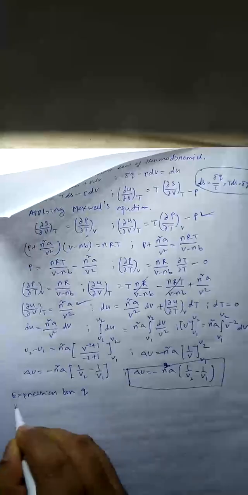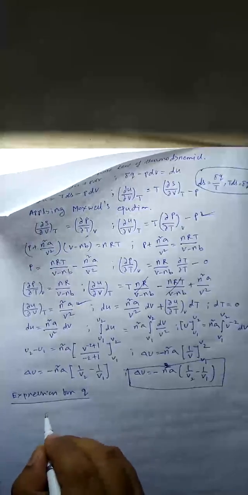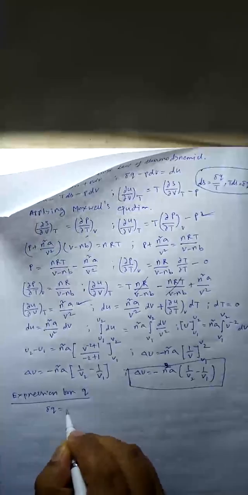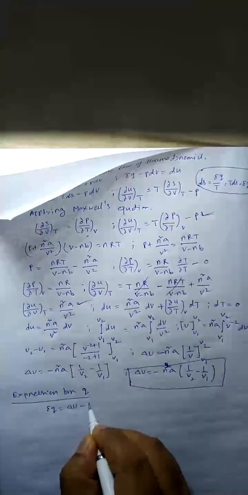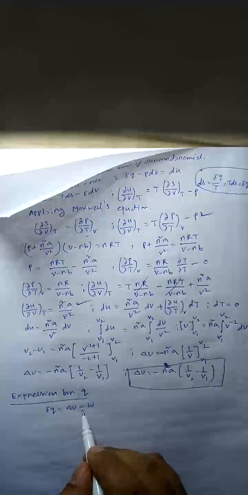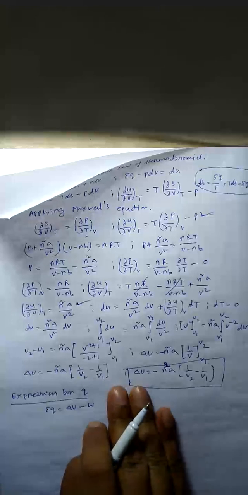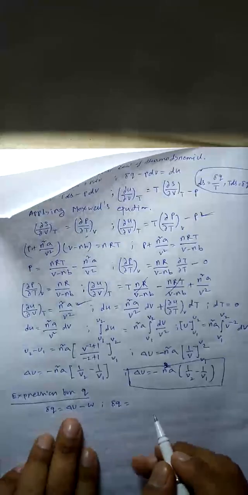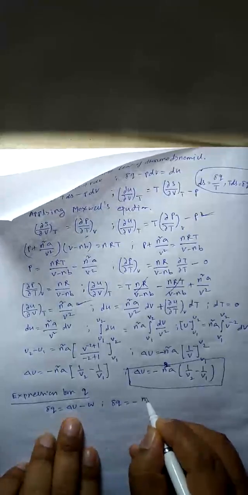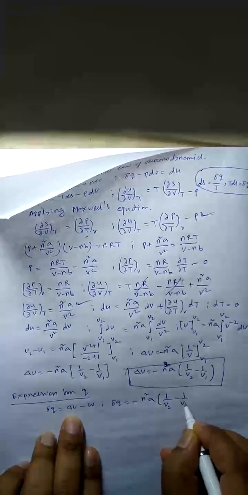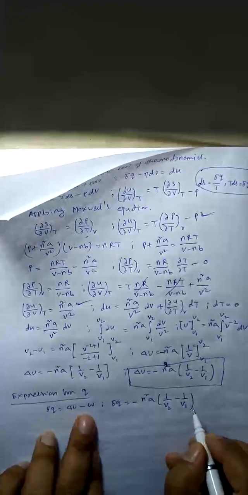From the first law of thermodynamics, we know that del q is equal to del u minus w. Why negative? Because the system undergoes expansion. Expansion means work done by the system, and work done by the system means the system's energy decreases, so that is why negative. Then what is del q? Del q is equal to del u, which is minus n square a times (1 by v2 minus 1 by v1), minus w.